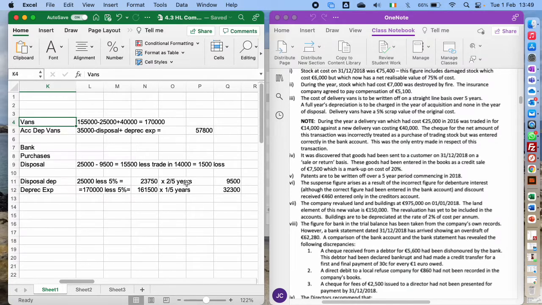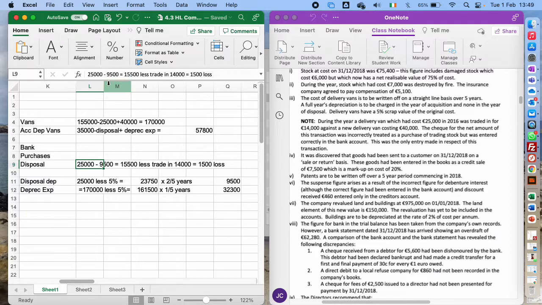So I've had this thing for 2 years, I've had it for 2 years and a bit, but I'm going to depreciate it only for 2 full years. I'll take away my scrap value, so this is the amount I'm going to be depreciating every year. 2/5 of that is the depreciation I'll be taking out for this year. And that 9.5 is going to go into my disposal account, so that I work out exactly what the thing is worth. So on the day I got rid of it, it was worth 1,500. I got a trade in at 1,400 or 14 grand. So therefore I got 1,500 less than it's worth. So that's where that expense comes from.